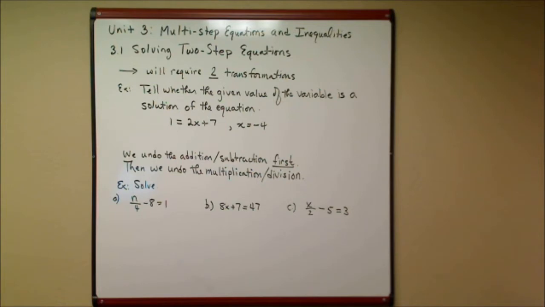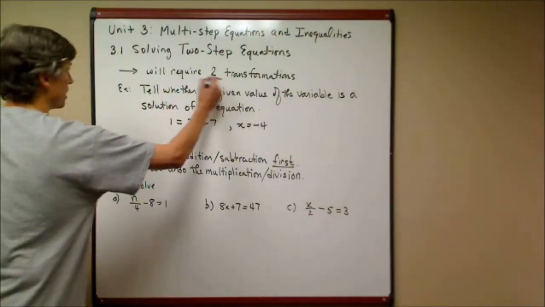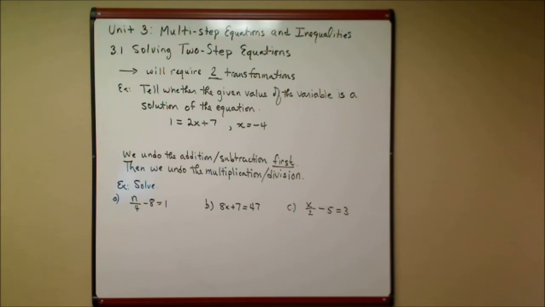which is on multi-step equations and inequalities, by looking at section 3.1, solving two-step equations. Now, two steps means two transformations. Transformations, remember from the last chapter, means you'd be adding the same number to both sides, subtracting the same number from both sides, multiplying both sides by the same non-zero number, or dividing both sides by the same non-zero number. So we're going to take two steps to do this.